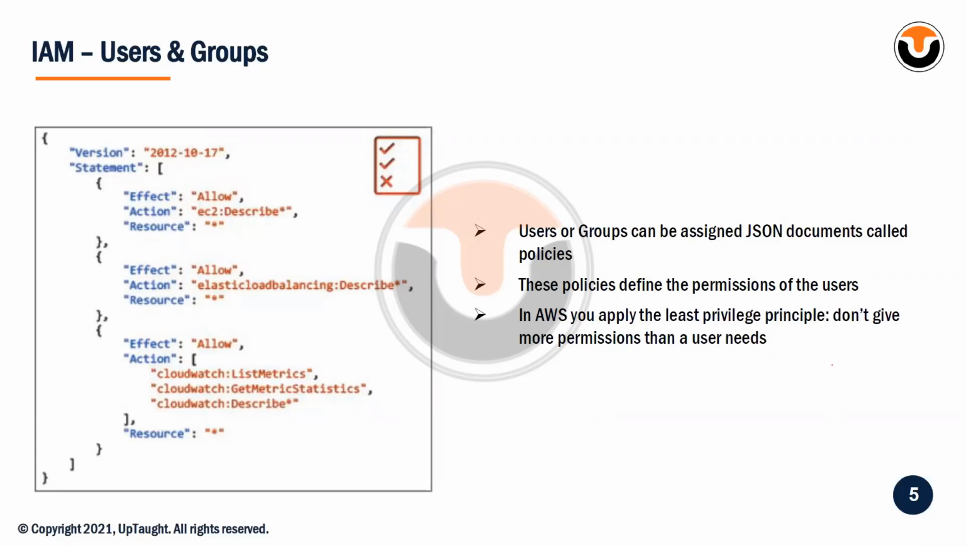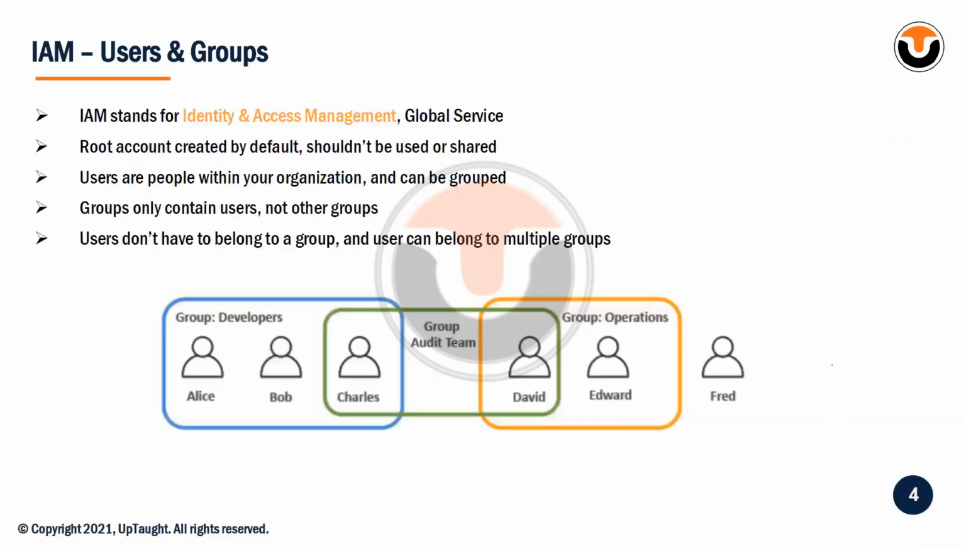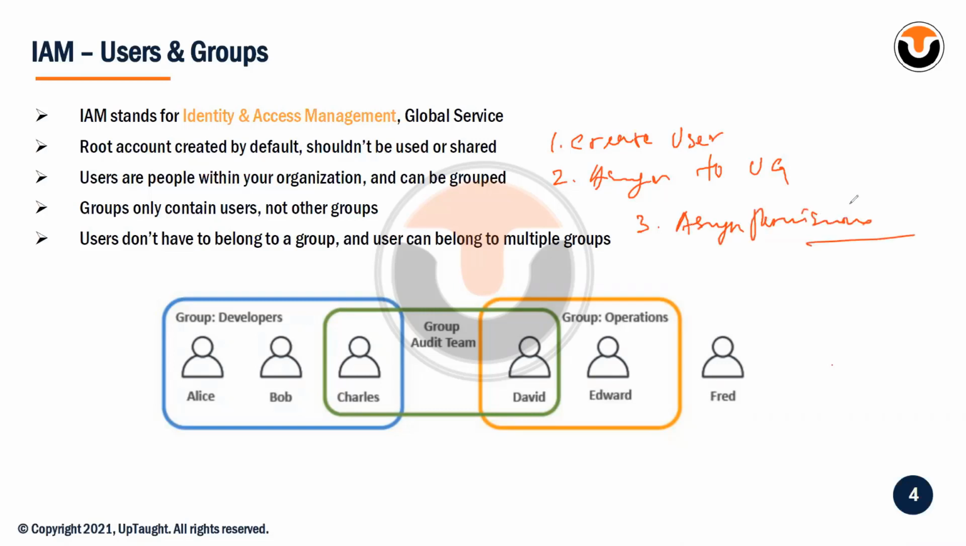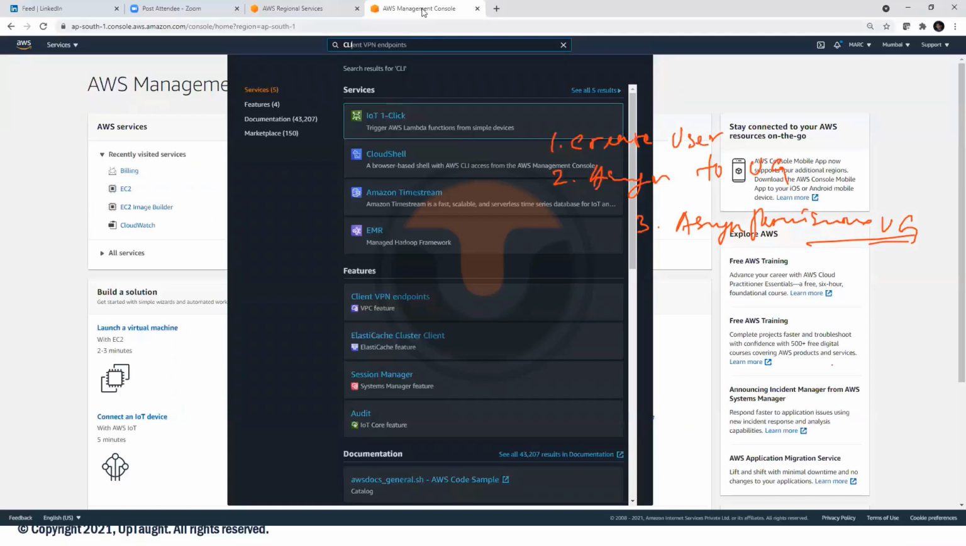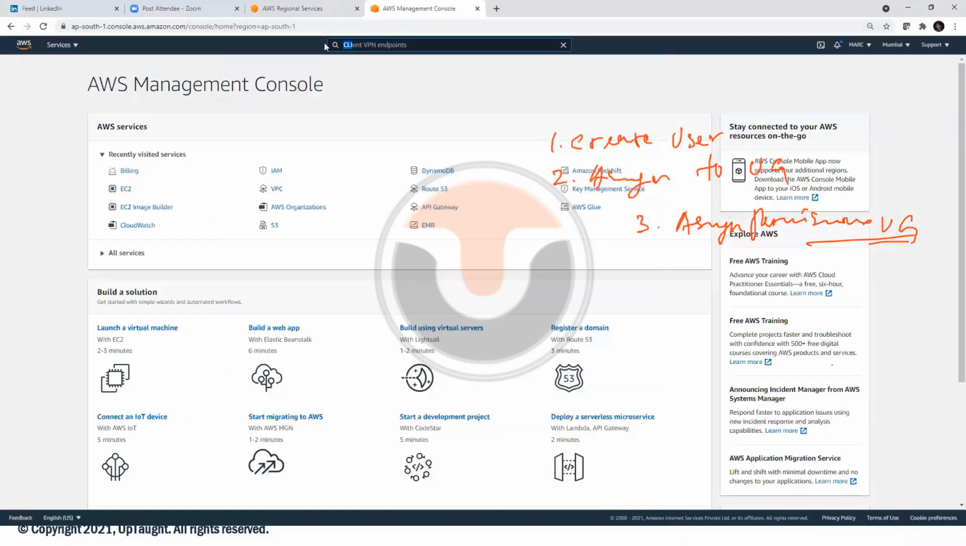We'll create a simple user, or maybe we can set the agenda here. So let's do this: create a user, assign the user to a user group, then assign permissions to the user group. We'll do these three simple steps in the hands-on. Here I have to go look for IAM.